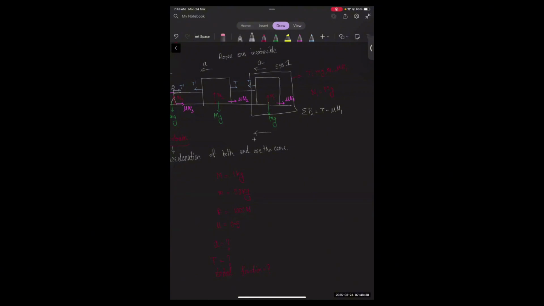We can take this as positive because it's accelerating in this direction, so it's easier. You can also take the opposite direction, you'll get the same answer anyway. So this total force will be equal to m times a. So this is my second equation. I'll just keep boxing the equations I get.